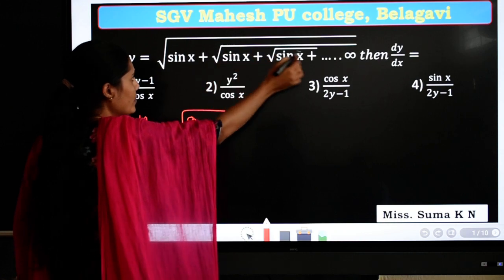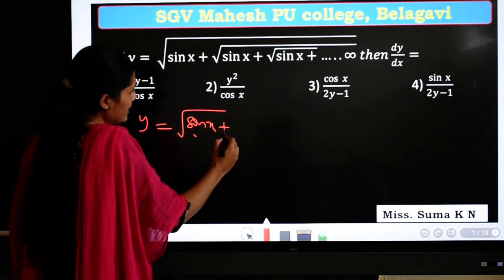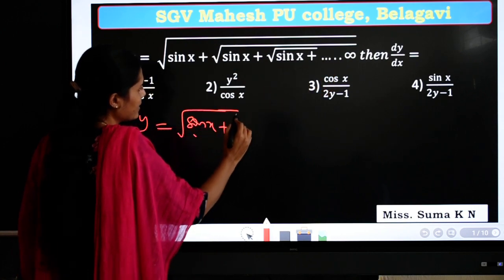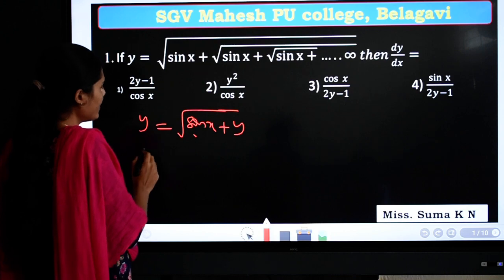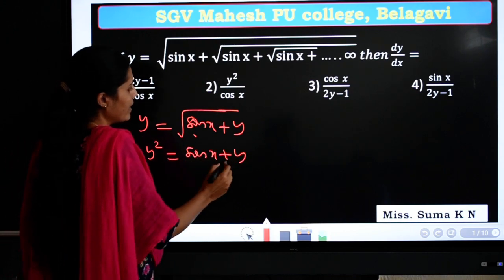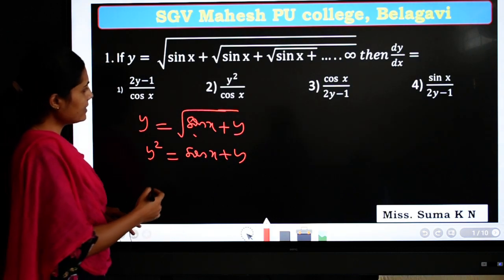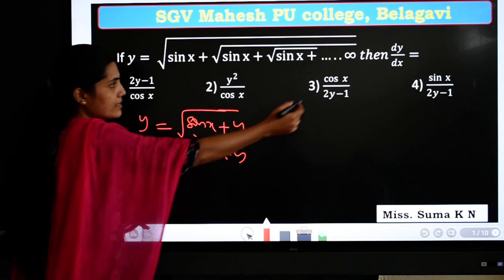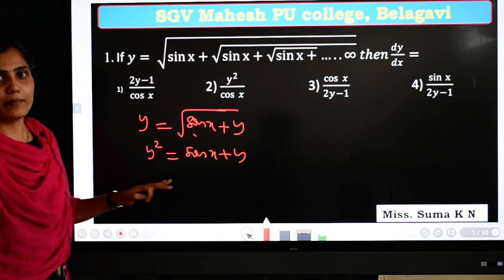This is again y only. So we substitute the next terms as y. Squaring on both sides, y square is equal to sin x plus y. Bringing this y to this side, simplifying and differentiating, you will get the answer: cos x divided by 2y minus 1. But this is one method.